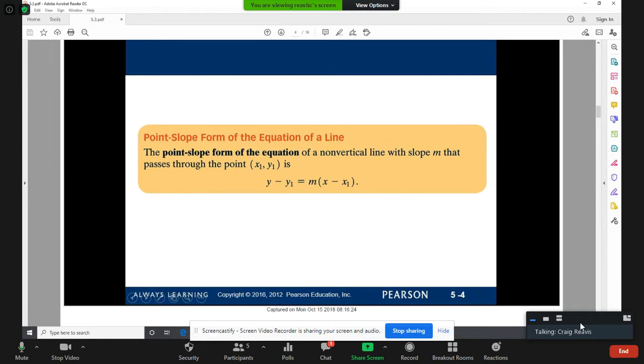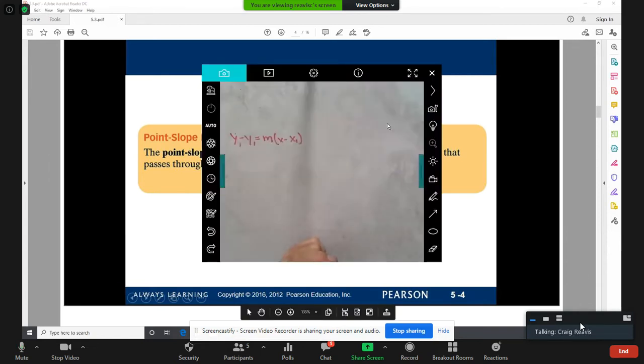The reason it's called the point slope form is because it will tell you the slope of the line and it will tell you a point on the line. And if we know a point on the line, we can always use the slope to find the second point to draw the line. And here it is: y minus y sub 1 equals m times x minus x sub 1.